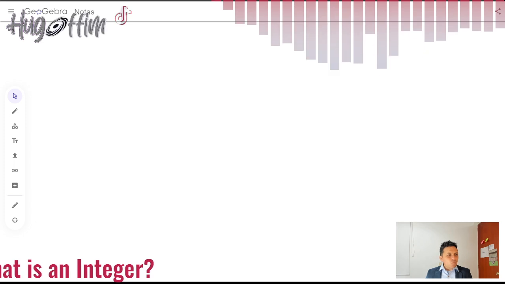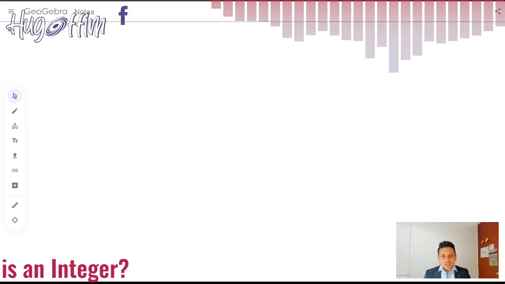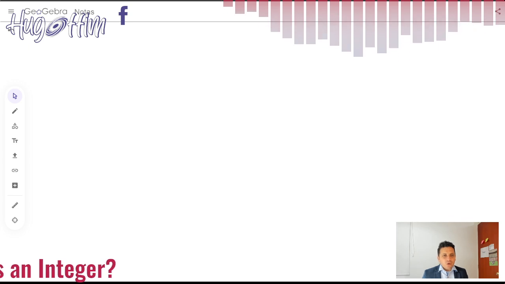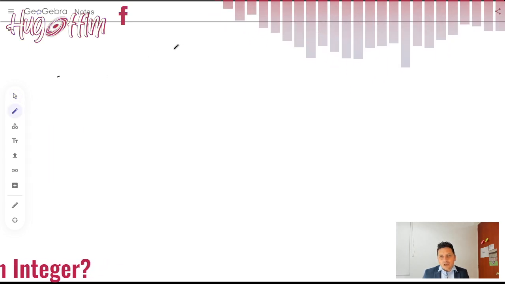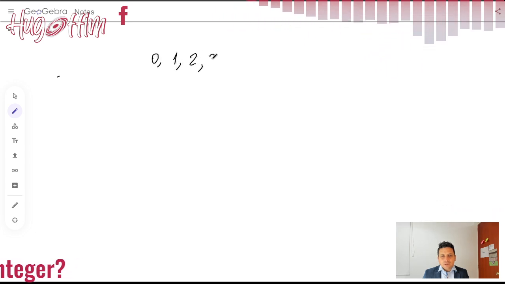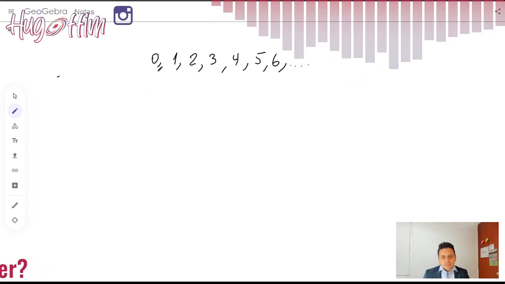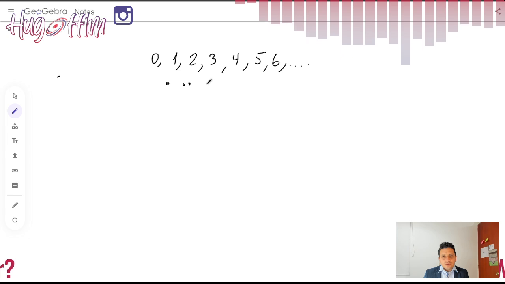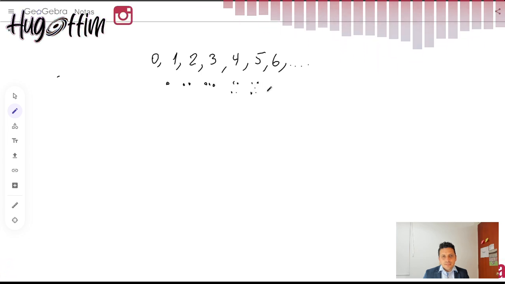Now, to start working with integers, we need to remember what happened with whole numbers. If you remember, the whole numbers are only the natural numbers, the counting numbers, and 0. So if we have the counting numbers and 0, we're using the whole numbers. Okay, so 0, 1, 2, 3, 4, 5, etc. These are the numbers.